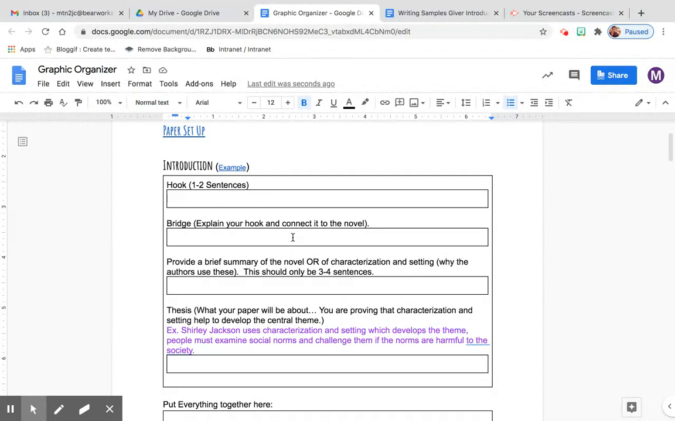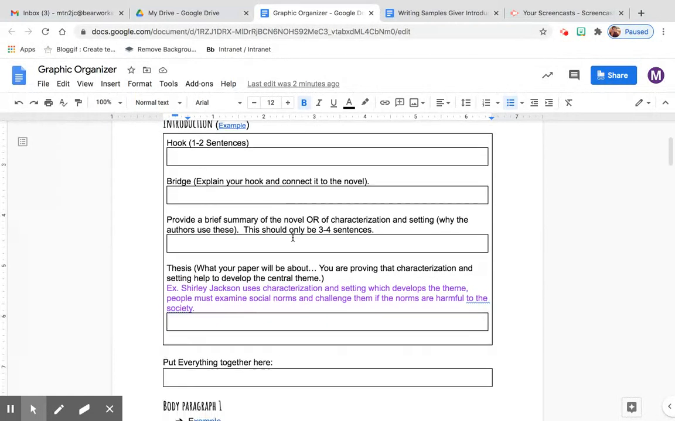Then you can provide the summary of either the novel or you can tell the readers why characterization and setting are used by authors. Okay, what's the purpose behind using those? Pick one of the two, don't pick both. Remember, your summary needs to be 4 sentences max, meaning it doesn't go over. Okay? Then you have your thesis, what your essay is going to be about.